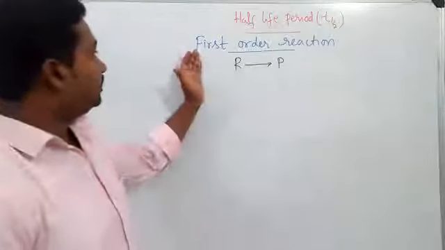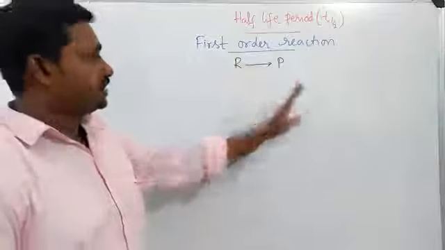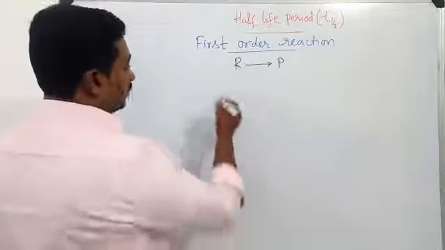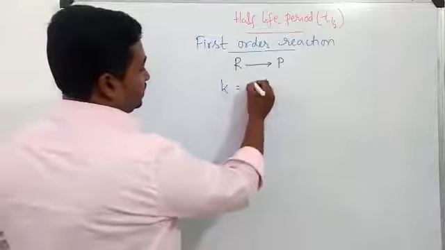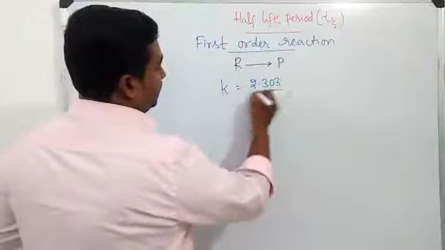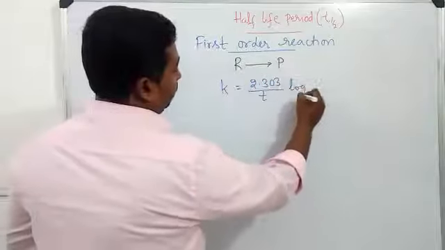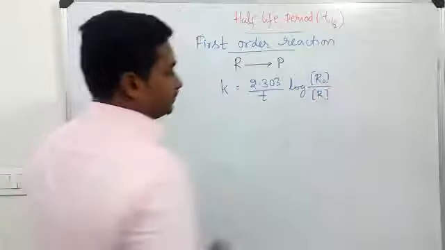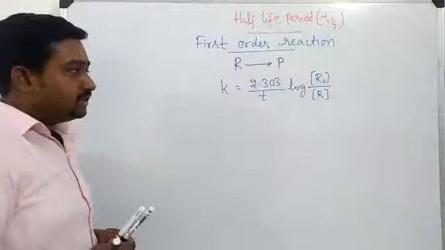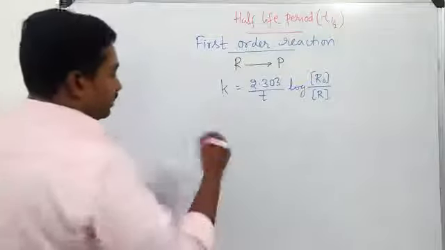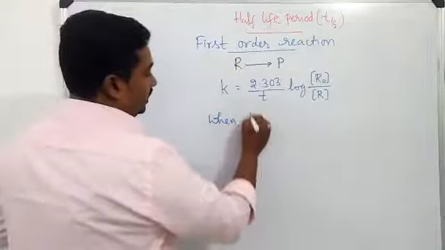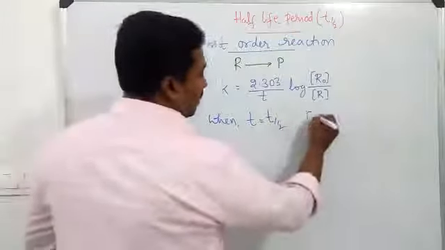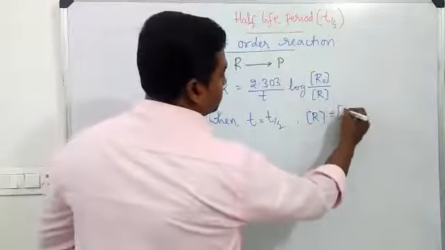I have considered a first order reaction. Once again, R gives P is the representation. We know that the rate constant expression for first order is k = 2.303 by t into log of concentration R0 by concentration of R. Apply the condition again. When time t is t half, R becomes R0 by 2.